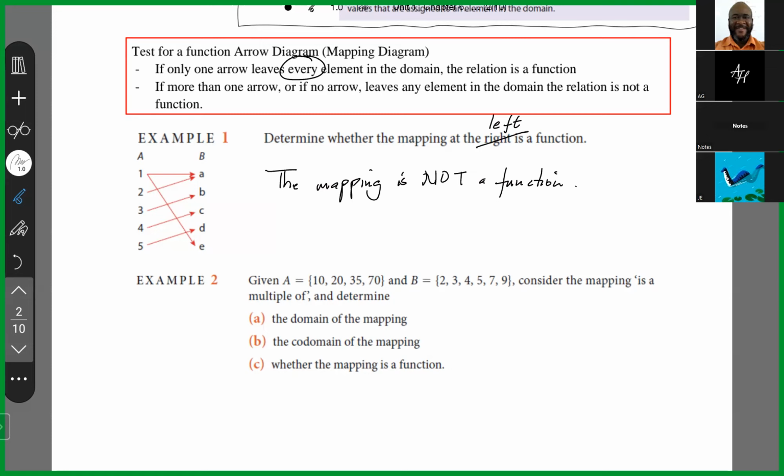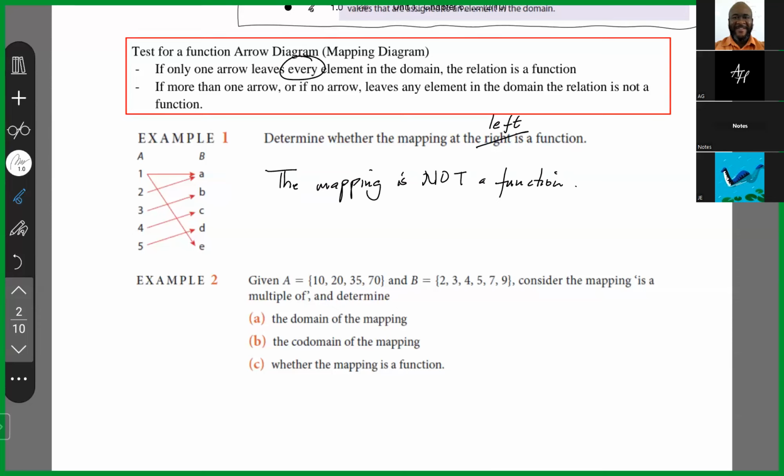From the test, if more than one arrow leaves any element in the domain, the relation is not a function. By definition, it's not a function because for a function, every element in A must be mapped onto what? Every element in the domain must be mapped onto one and only one element in the codomain. Now, the element 1 in the domain is mapped to 2 elements in the codomain. Therefore, the mapping to the left is not a function.